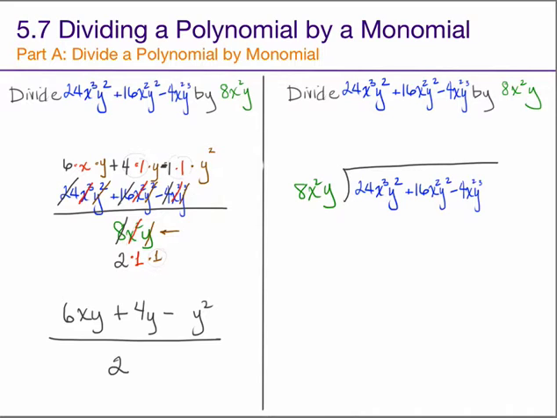All right, let's have a go at the long division version. What do I need to multiply by 8x squared to get 24x cubed y squared?